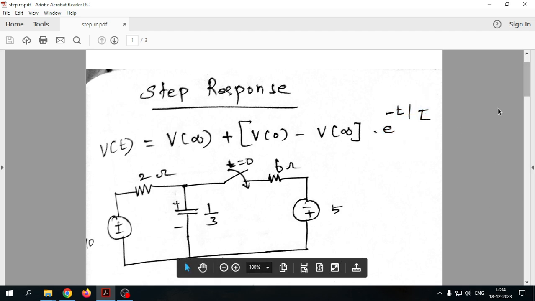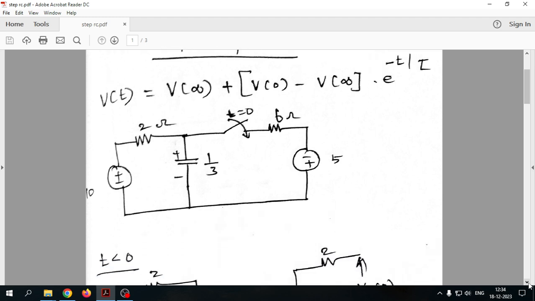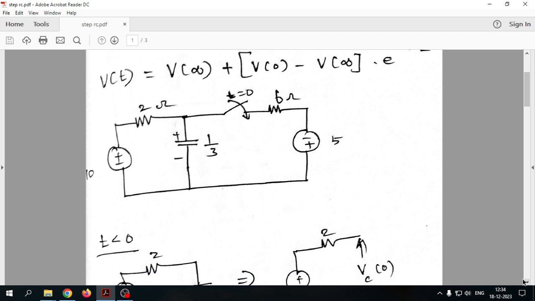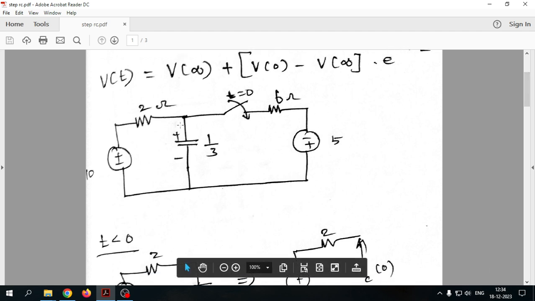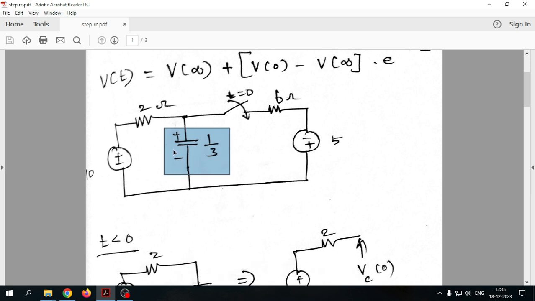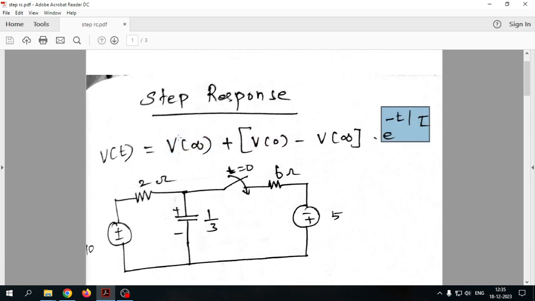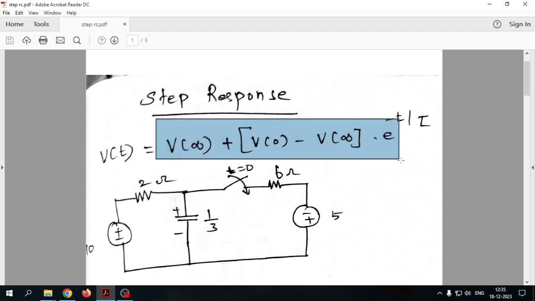Okay, so we'll see a simple problem to understand how the response looks. This is a simple problem taken from Alexander Charles' book, where we are going to find Vc of t across this particular capacitor. Vc of t means we want to find the initial value as well as the final value to calculate the total response. The initial value is V of 0, and how the value is decaying is called the transient response. Finally, the addition of the transient and steady state responses is called the complete response.